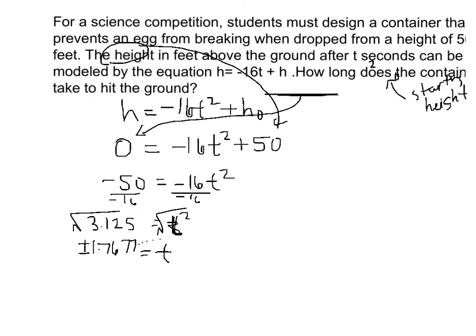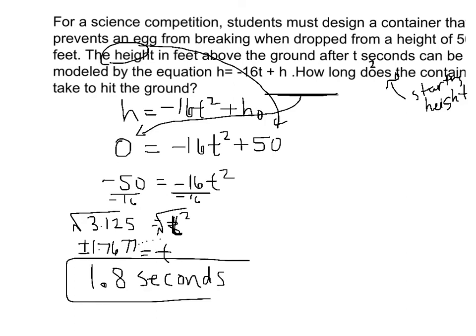Now again, we have to think logically. We can't have negative time, so we're going to use the positive value here. We're going to round this to the tenths, so we'll have 1.8 seconds. So it will take the egg 1.8 seconds to hit the ground.